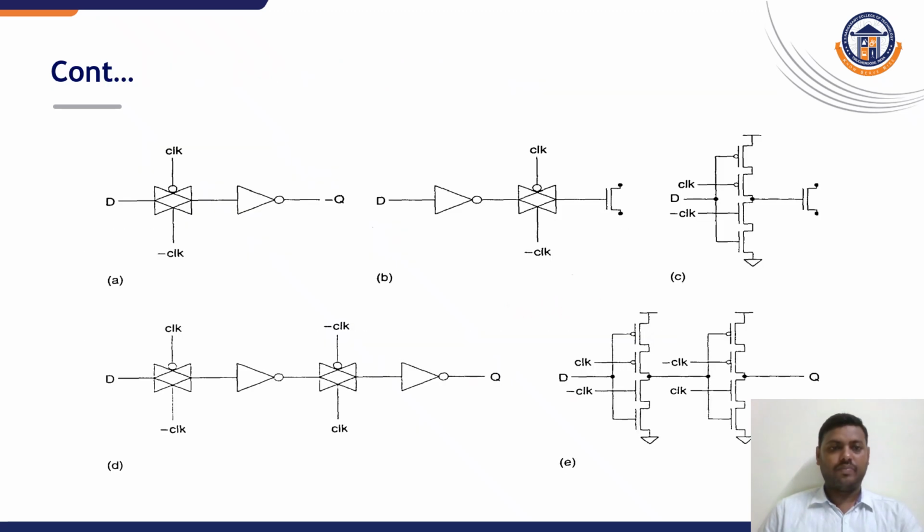These are some of the gated latches. Figures A and B show the simple transmission gated D latch, and C shows the inverter with a high impedance tri-state inverter D latch. D and E show the dynamic D latches. This is a transmission gate, and here we have used two transmission gates and two inverters. That is the same as in CMOS logic.